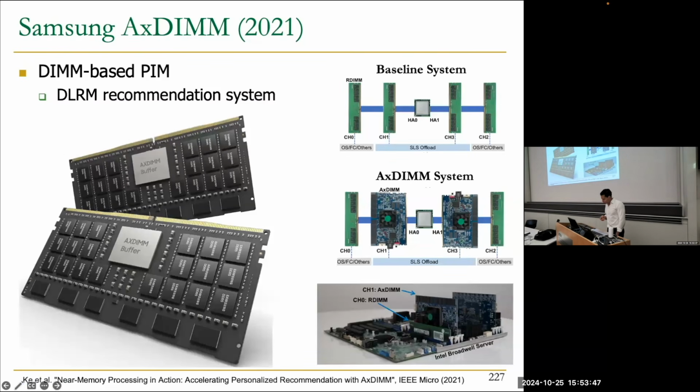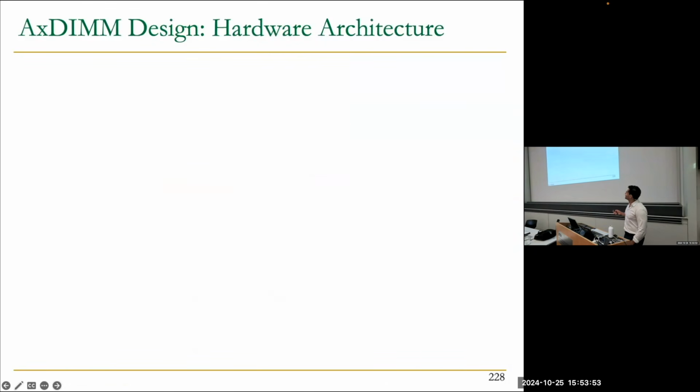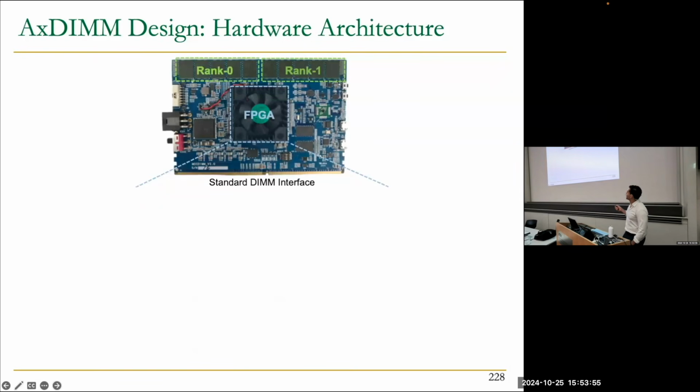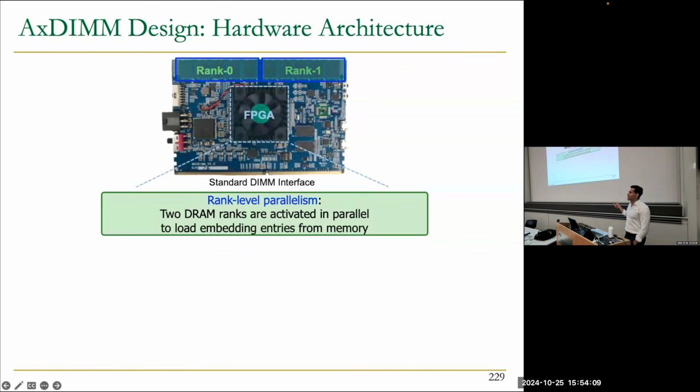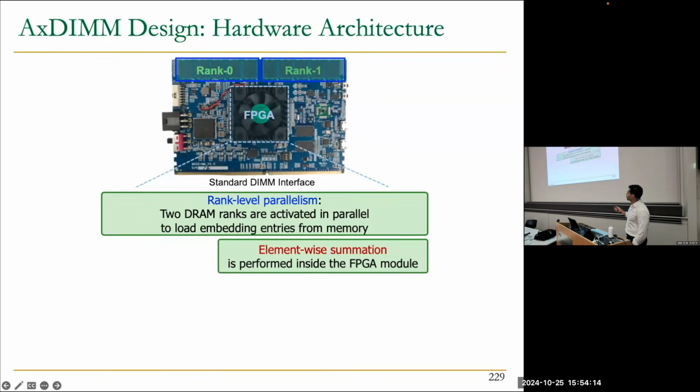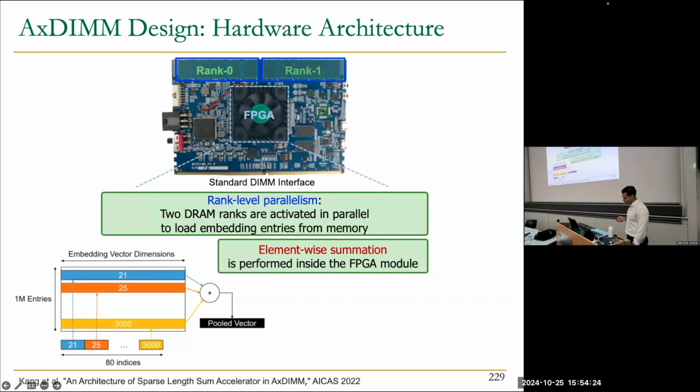In the interest of time, I'm not going to cover in so much detail how this works. Basically, they have this FPGA-based framework. This is the DIMM itself, and then inside the DIMM they have this custom fabric here in this FPGA, and they have 2 ranks. They are going to use this FPGA to implement some logic to accelerate recommendation systems. And the key operation that they are going to accelerate in their recommendation systems is element-wise summation for their target recommendation application.